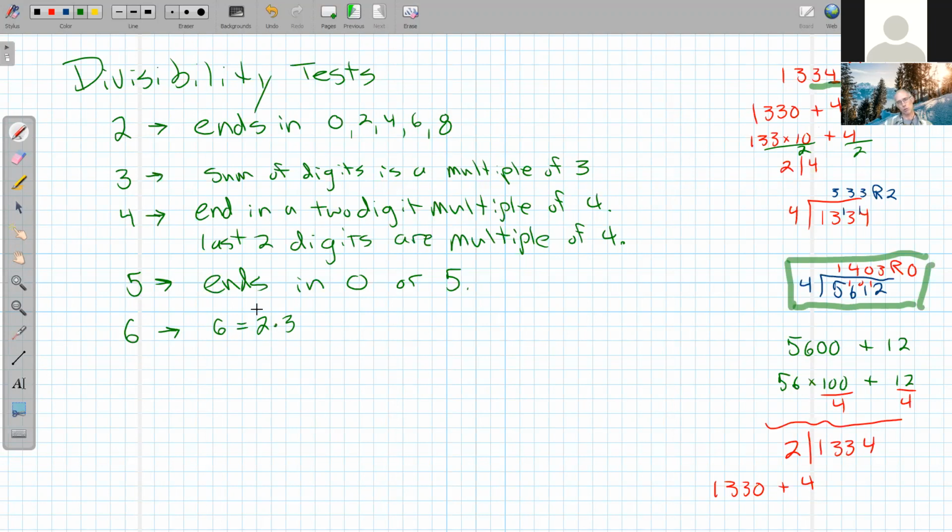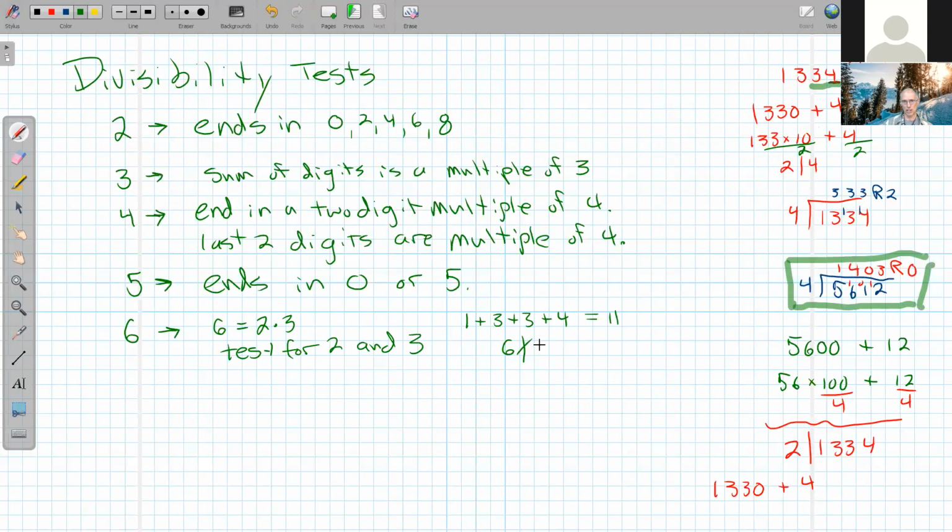So it turns out for 6, what we do is we test for 2 and we test for 3. So if it ends in a 0, 2, 4, 6, or 8, and the sum of the digits is a multiple of 3, then 6 will go into it. So we could check that out for 1,334. It ends in a 4, so it's even, right? And then if we add the digits, 1 plus 3 plus 3 plus 4, that gives us, on a good day, 11. 3 does not go into 11, so 6 does not.